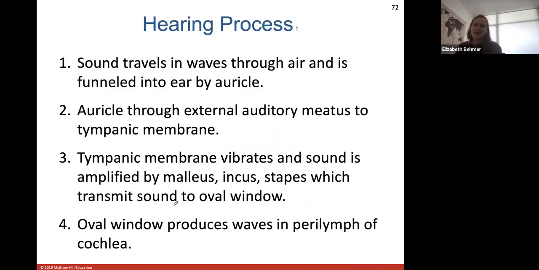Here's a very simplified view of the hearing process. So sound waves, or sound, will travel in waves through the air, and it's funneled into the ear by the auricle.